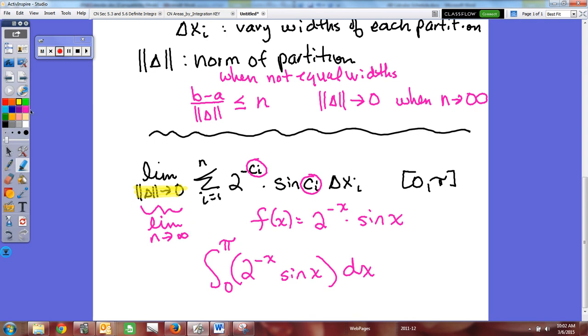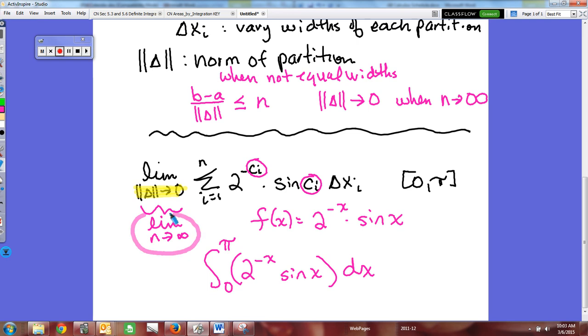I just find that it's easier just to use this as our notation, and the AP doesn't use the norm of the partition. They use n going to infinity. So you'll be fine on that.